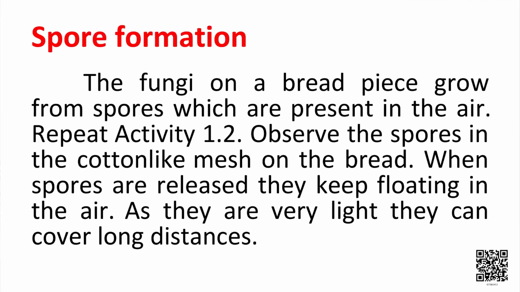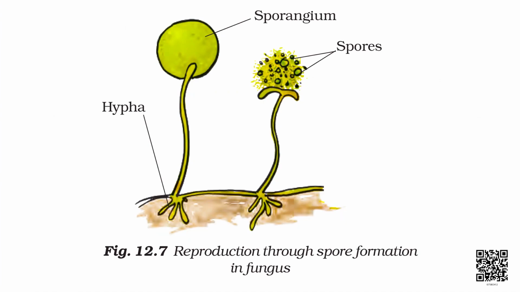So, with this we are on to the topic of spore formation. In the first chapter, students, we have learned that the fungi on a bread piece grows from spores which are present in the air. Now repeat activity 1.2 and observe the spores in the cotton-like mesh on the bread. When spores are released, they keep floating in the air as they are very light and they can cover long distances. Spores are asexual reproductive bodies.